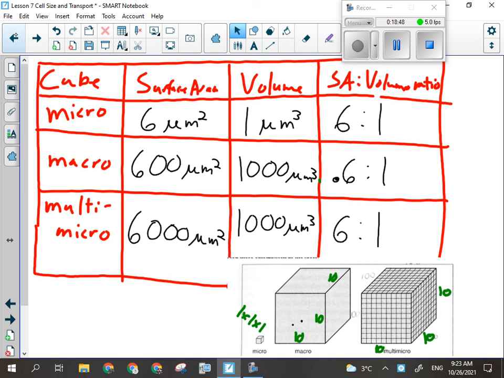No. Why not? It'll just put in more cubes. We grow by making more cells. So the surface area to volume ratio for multi-micro wouldn't change because it would still be made up of all the small little parts. There you go. We just did the answer for number 3 together there.